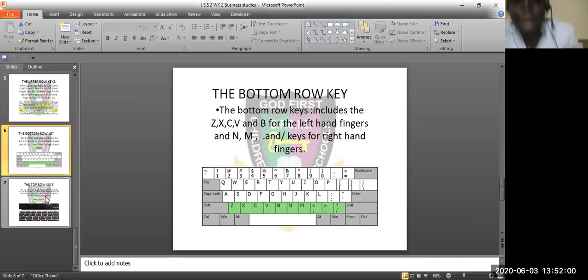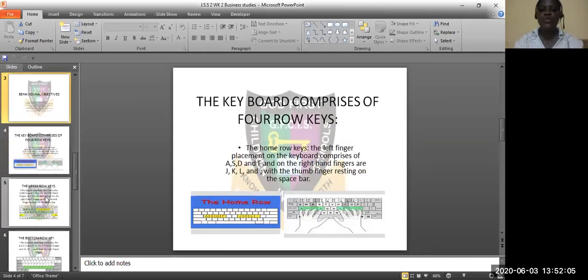So what will now happen is that you always start with the home row keys, where you put your hand on the A, S, D, F, that's your left hand, then J, K, L, and semicolon. As you place your fingers on ASDF and JKL and semicolon, then you begin to move the fingers up and down for you to achieve the typing skill.